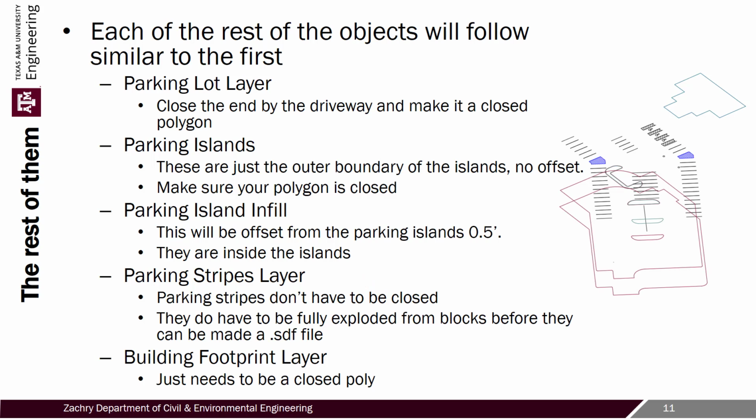So the parking lot layer really is just the original boundary that I had. And I'll make sure that's a closed polygon. I'll cap the end, and then I'll make that one. The parking island, same way, coming straight off of my original design. The parking island infills will just be an offset inside the parking island of 1/2 foot, and then I'll make those. And then the parking stripe layers, well, this doesn't have to be a closed polygon because we're going to use this a little bit different. We're going to use a buffer with this.